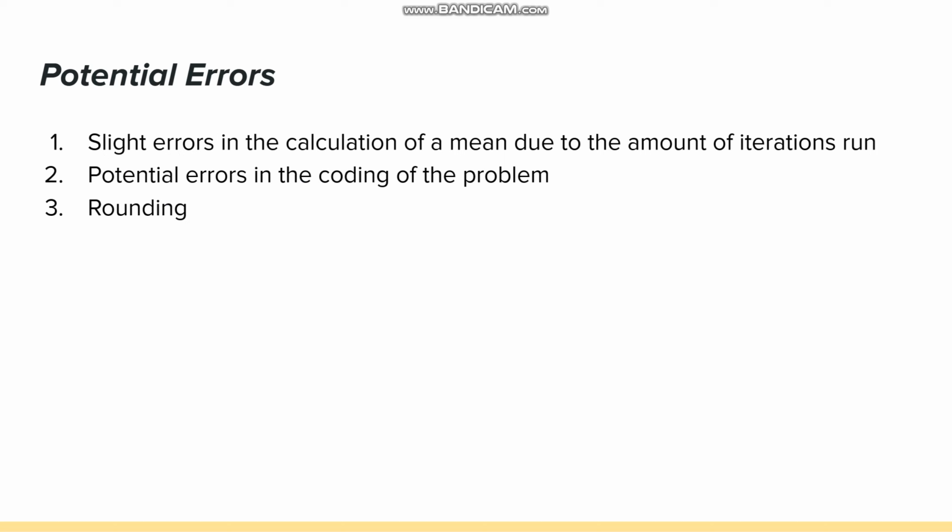The potential errors of these codings. Slight errors in the calculation of a mean due to the amount of iterations run could have occurred, as more iterations will provide a more accurate mean mass for the black hole. This is most evident in problem 1. The second potential error was potential errors in the coding of the problem. There may be errors in my coding that I may not have been aware of, which could have led to slight variations or slight inaccuracies in my values. And finally, rounding. Rounding limits the scope of the numbers, meaning that some calculations might not be as accurate as they could have been if there was no rounding.